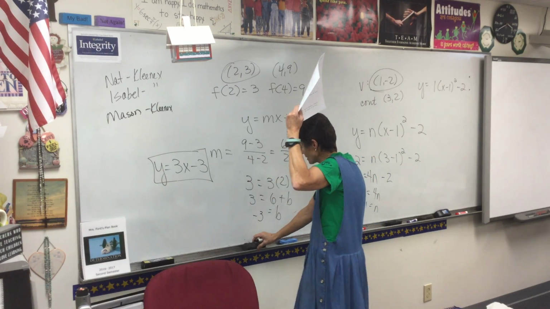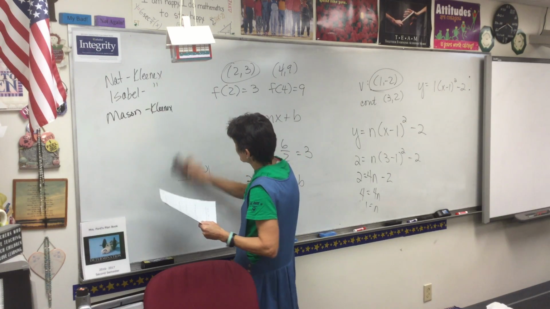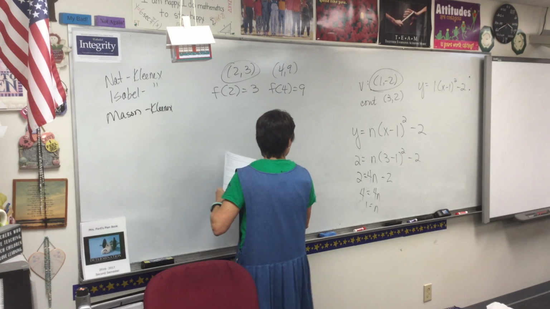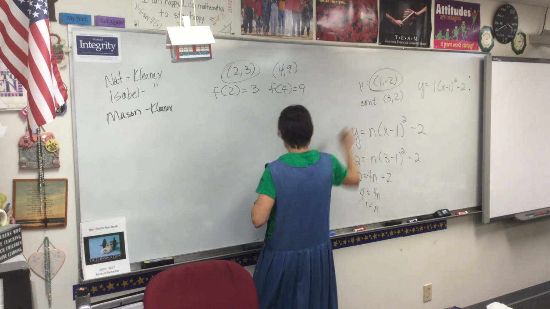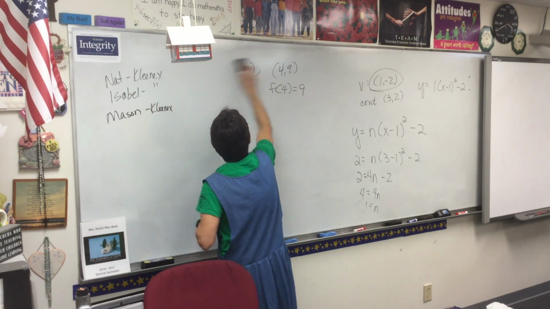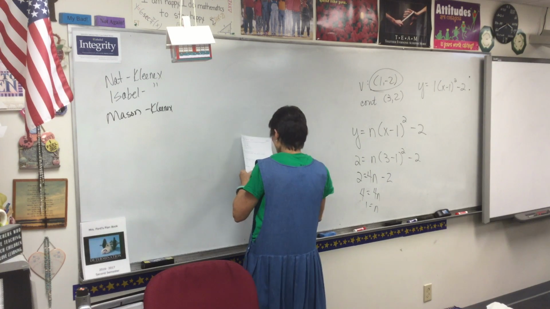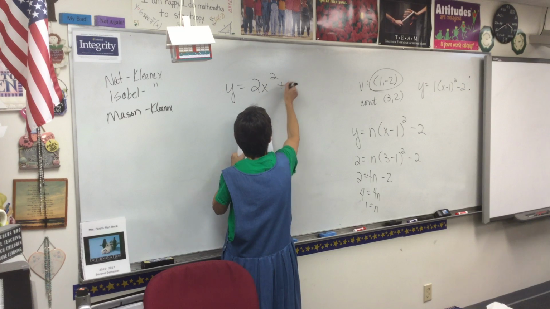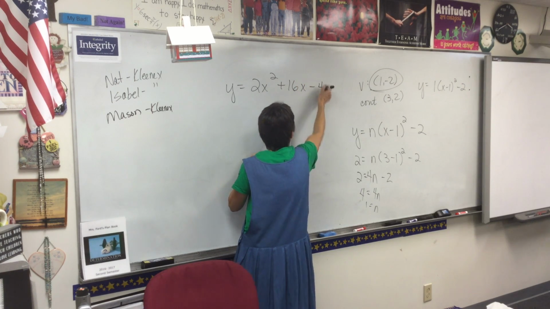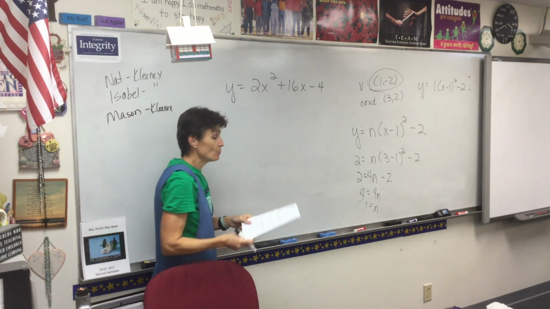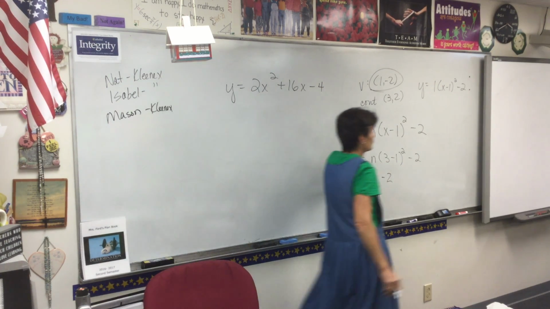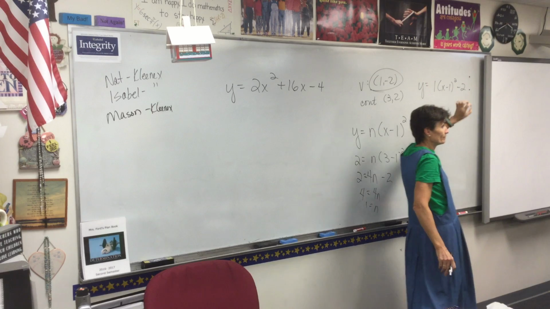Remember, the test looks just like this. So you are going to have to write an equation in this form, vertex form. So we are going to have to remember that process. Let's take a breath for a minute. How do we get this equation into this form?